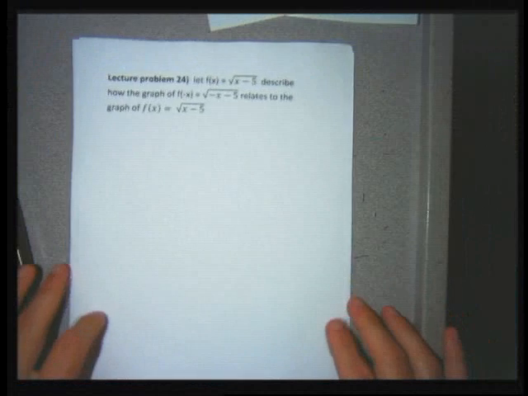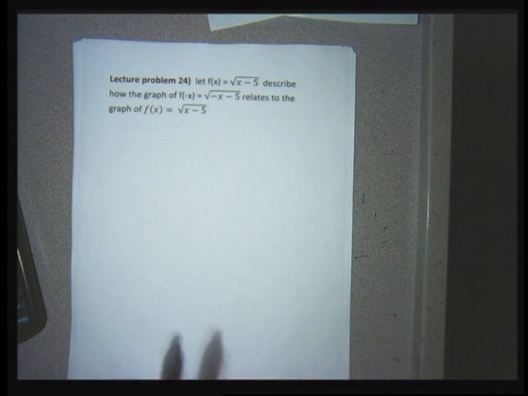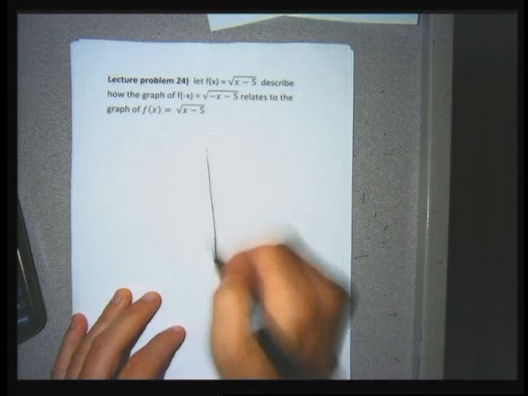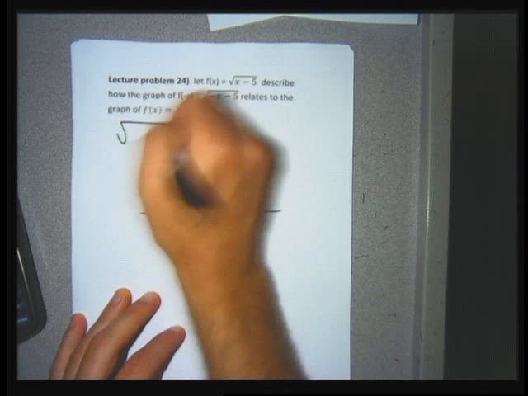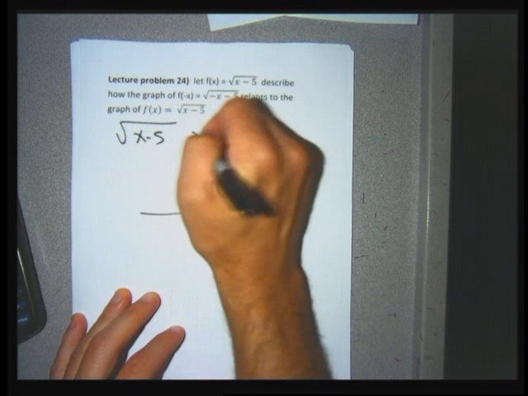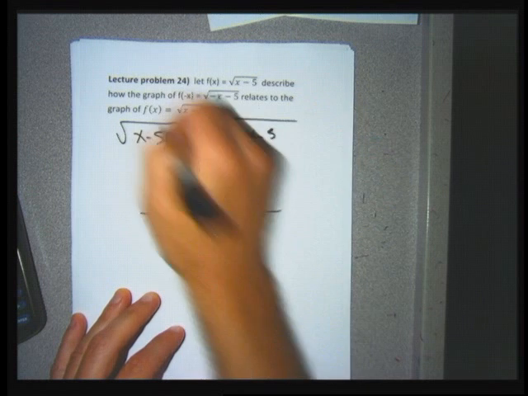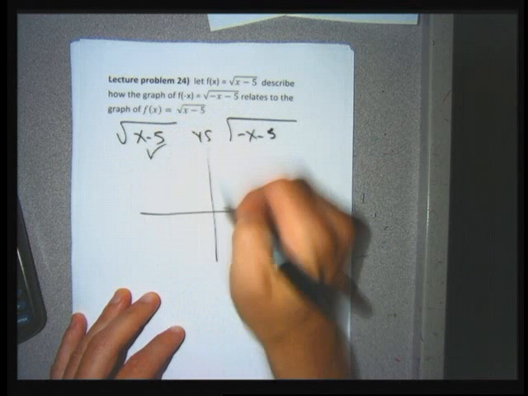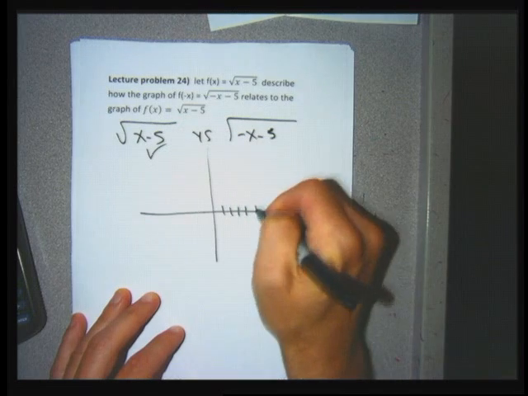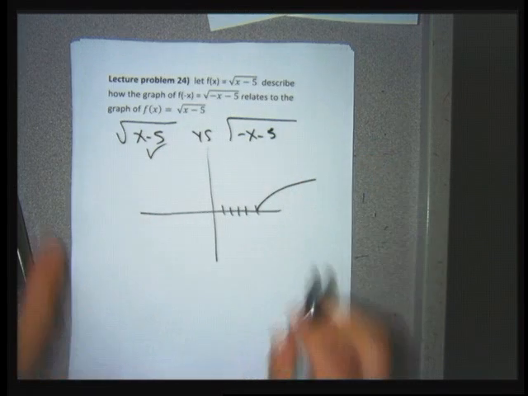24 is the same deal. It takes a graph and reflects it over the y-axis. This might be easier to see. So it wants me to compare the square root of x minus 5 versus the negative square root of x minus 5. The square root of x minus 5, this graph, is going to look like that, a half parabola on its side.